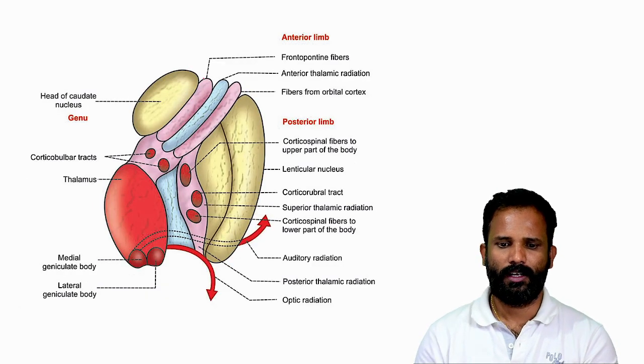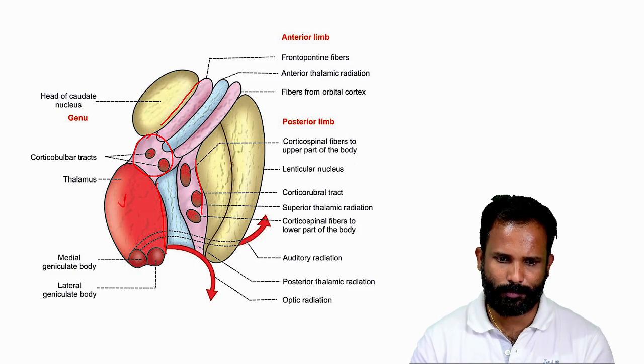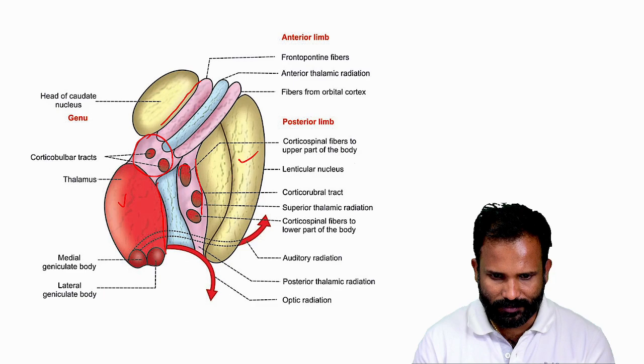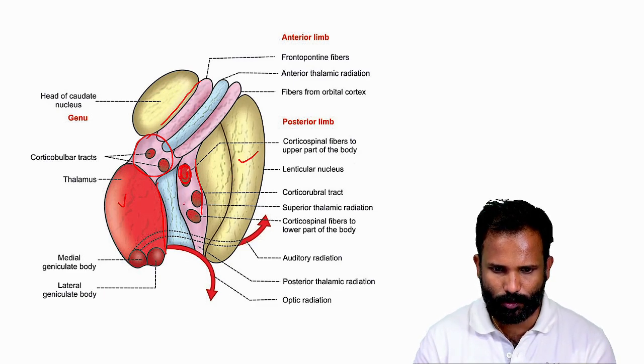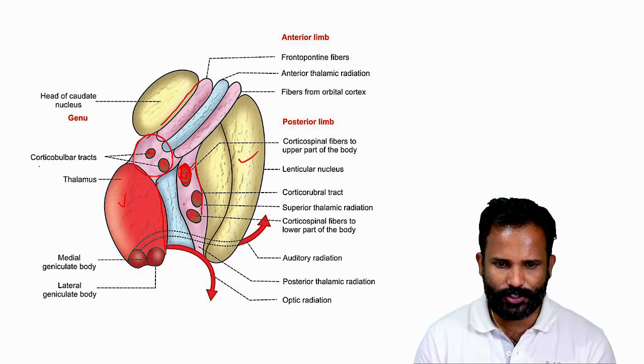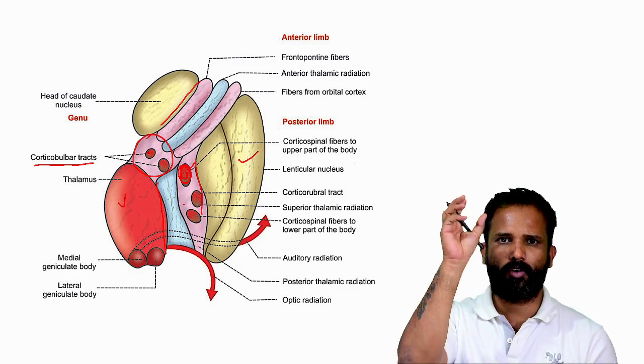Now, this is the internal capsule. This is the anterior limb, this is the genu, and this is the posterior limb, which is located between the thalamus and the basal ganglia. And this is the corticospinal tract, which is traveling in the anteriormost part of the posterior limb. And in the genu, corticobulbar fibers will go, from the cortex to the brainstem.